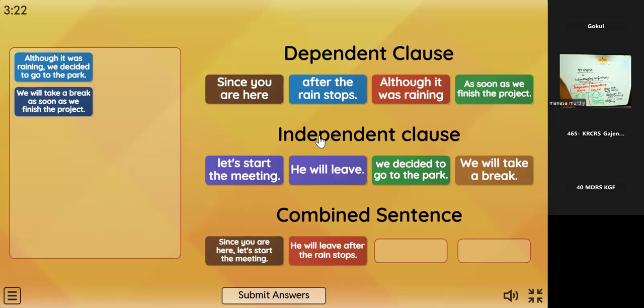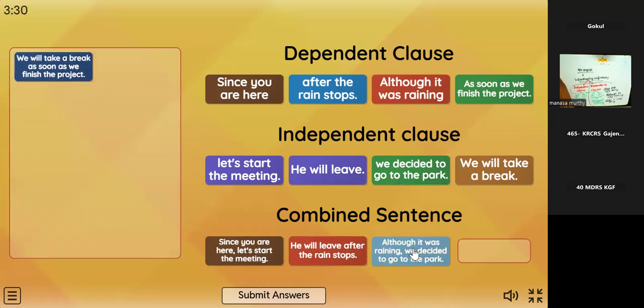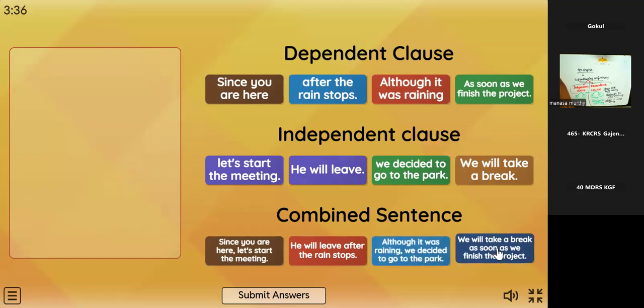Although it was raining, we decided to go to the park. We will take a break as soon as we finish the project. The first and third sentences have the dependent clause in the beginning. The second and fourth sentences have the independent clause in the beginning, then the dependent clause is mentioned. So that is the reason a comma isn't placed in the second and fourth sentences. In the first and third, as the dependent clause is in the beginning, we place a comma.